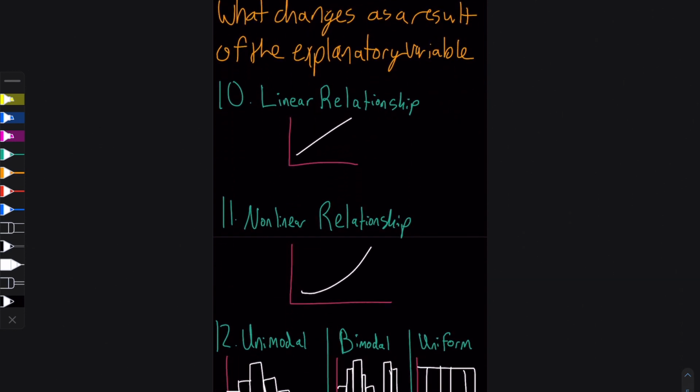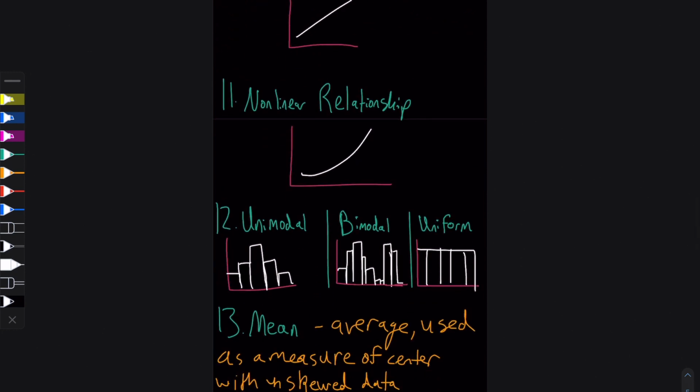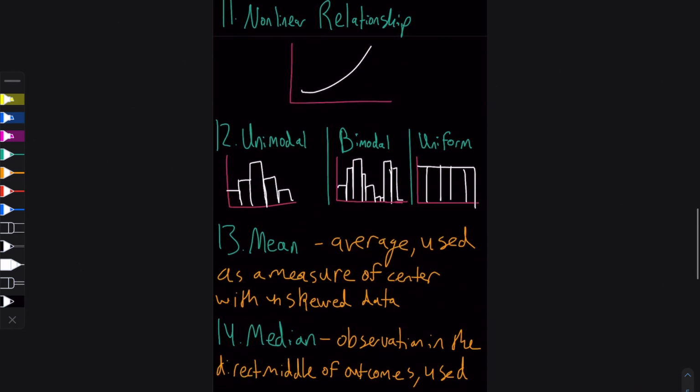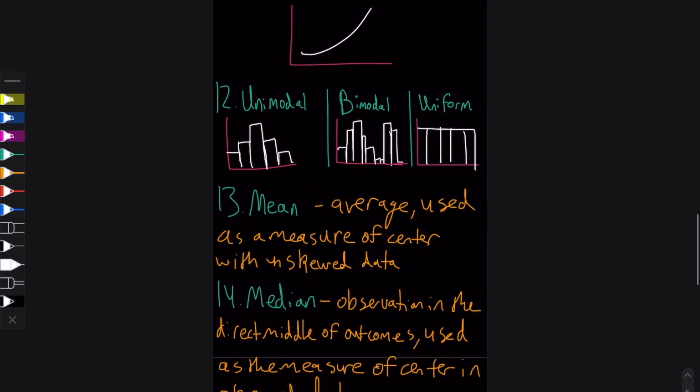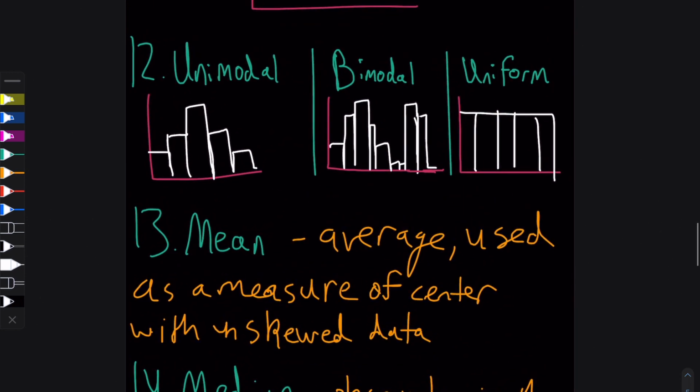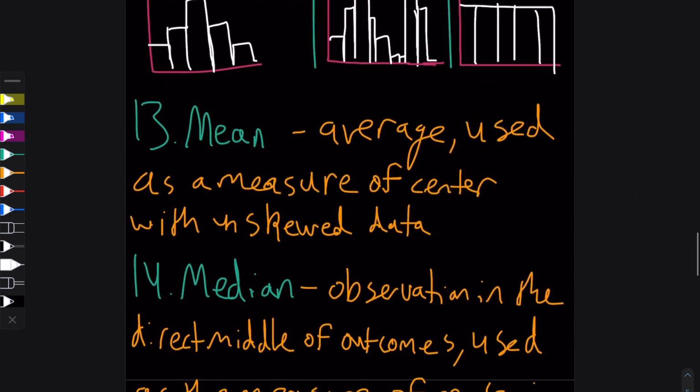And here's a picture of a linear relationship. It's just a straight line. And then a nonlinear relationship would look something like this, more of a curved line in the data. So a unimodal distribution of data looks like this, to where there's one mode in the middle, one big peak there. Bimodal would look like this, where there are two peaks. And then uniform is straight across the whole time because the data is uniform, so it's evenly distributed no matter what value you look at.